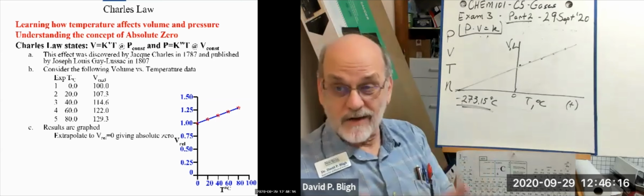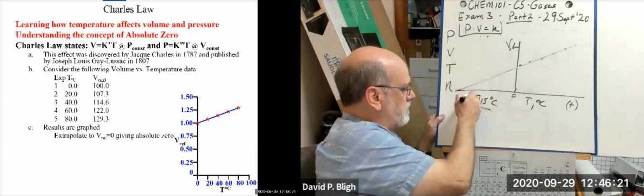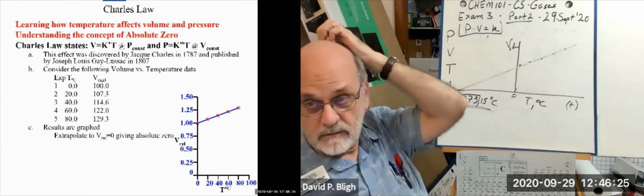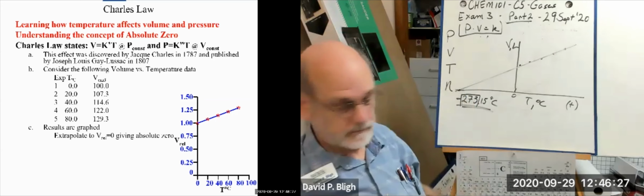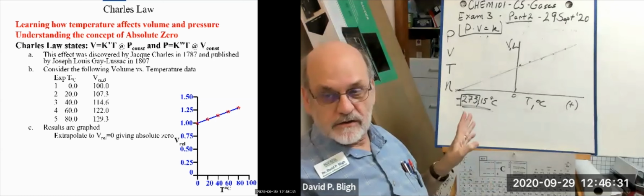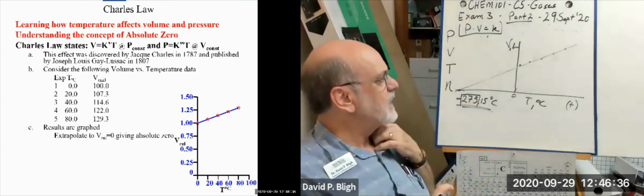Now, when we do our calculations in this class, we're just going to use negative 273. We'll just drop the last two digits. It won't affect the calculations. You won't even notice it. Okay.